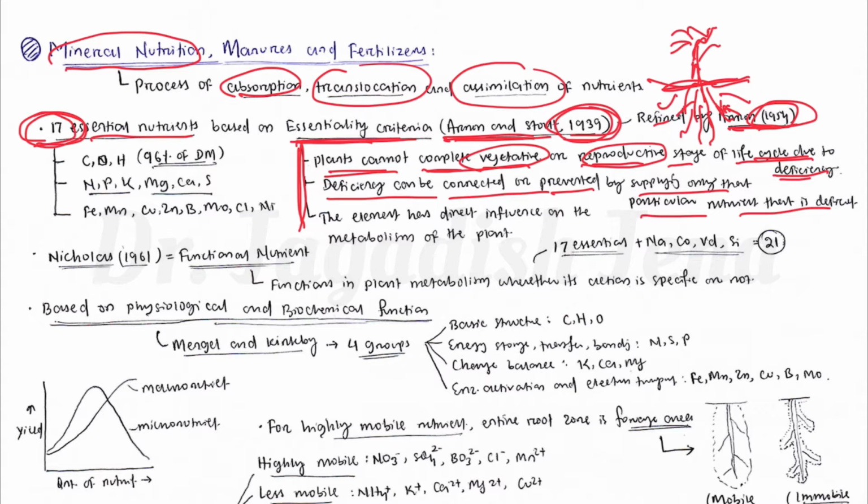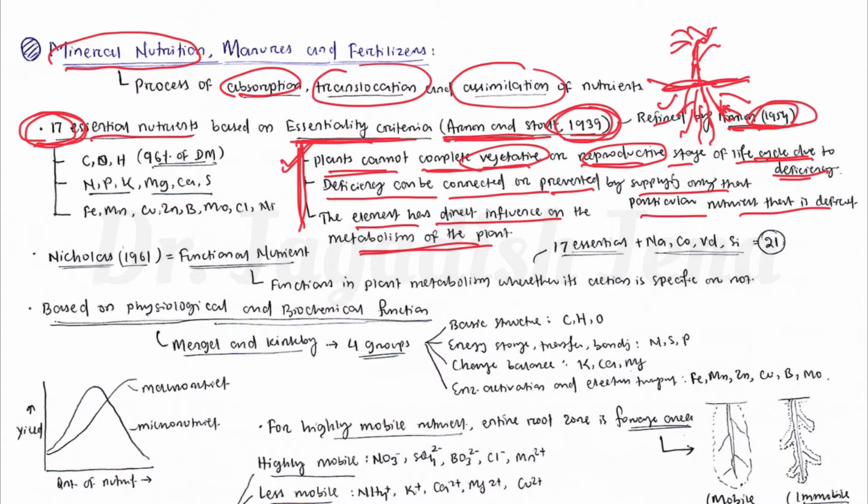The third criterion is that the element has a direct influence on the metabolism of the plant. That element must have direct involvement in the metabolism of the plant. So these three criteria, called essentiality criteria, were proposed by Arnon and Stout in 1939 and redefined by Arnon in 1954. If any nutrient fulfills these three criteria, then it is called an essential nutrient. Though among these three, only criterion 1 is universal.